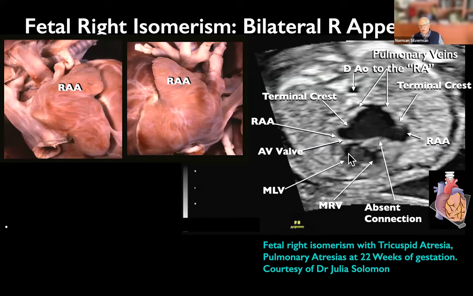There's the morphologically right and morphologically left ventricle. Here's the solitary AV valve. And here are the pulmonary veins that you can see. What you can't see in the still frame is the atrial septum is here. So the pulmonary veins are draining to the wrong atrium. They're draining to the right atrium. So there's totally anomalous pulmonary venous connection to the right atrium.